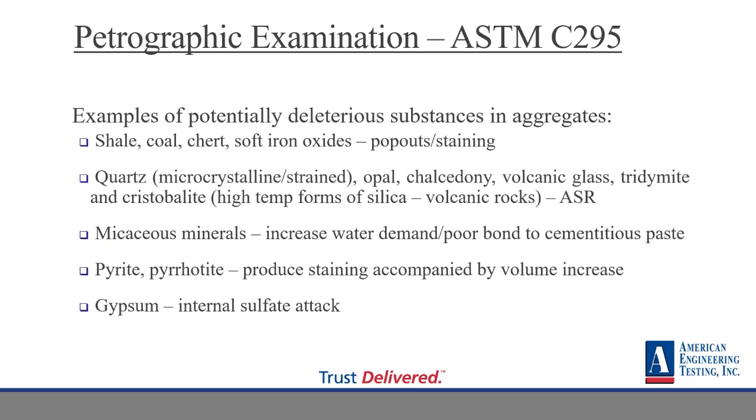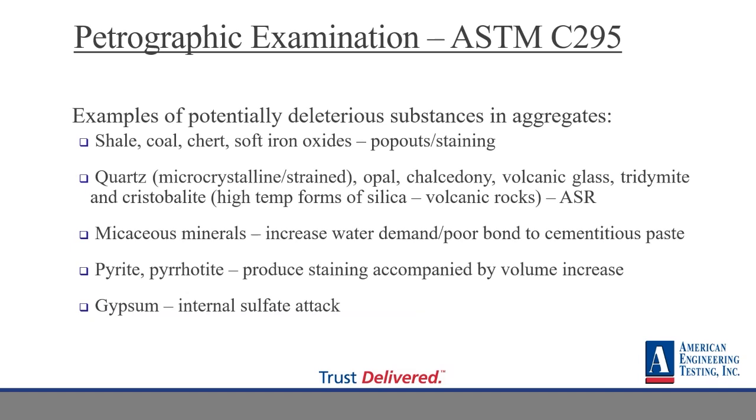So we'll start with the petrographic examination of aggregates, which is ASTM C295. Some examples of potentially deleterious substances in aggregates are shale, coal, chert. Chert can be twofold. One, you can have hydrous chert, which is really soft and very porous, and that can cause pop-outs at the surface. We'll talk about pop-outs later. Or it can also do internal damage, such as Alkali-Silica Reactivity, which again, we'll talk about in a few slides.